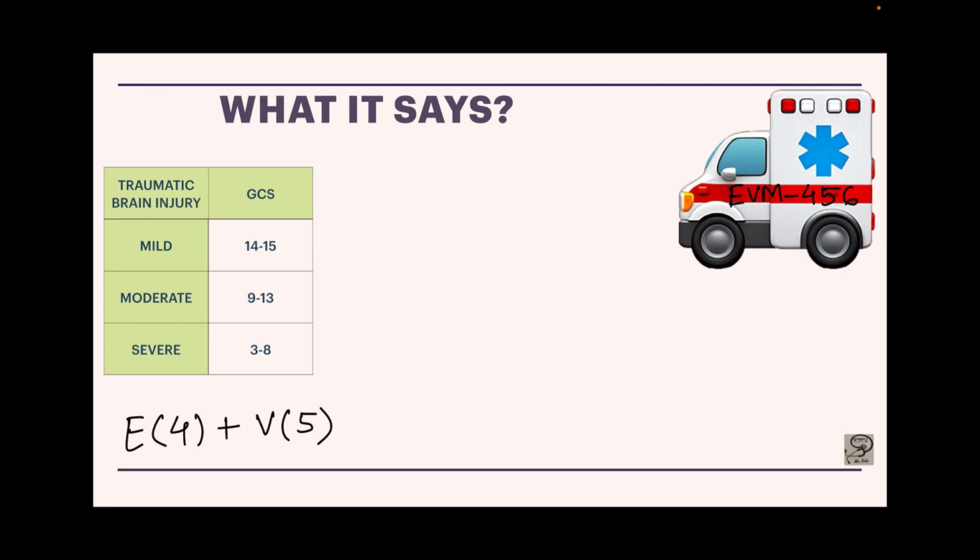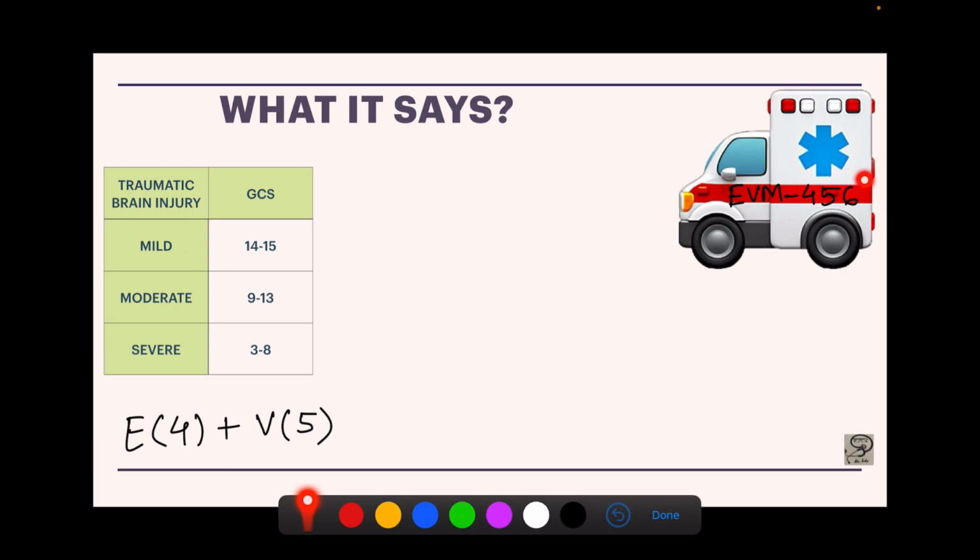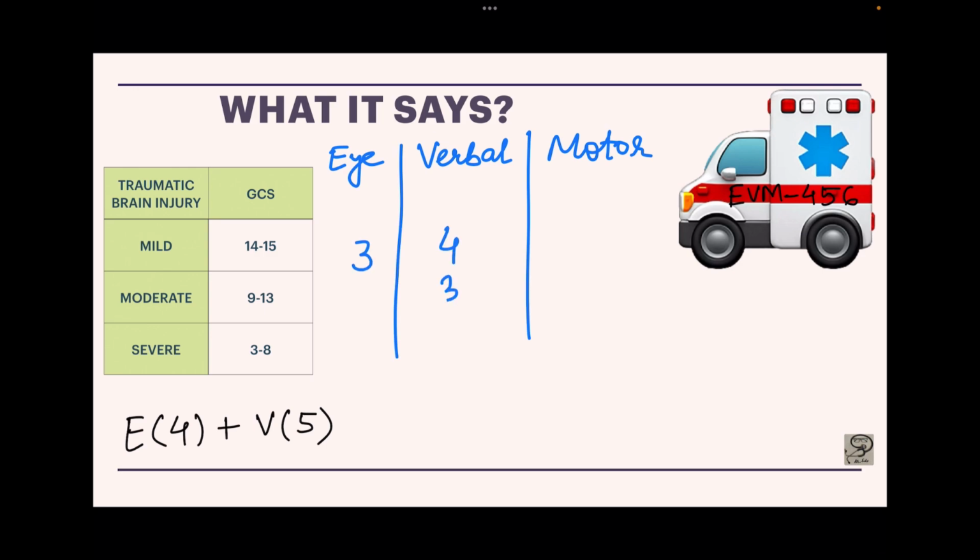But first of all, have a look at this ambulance picture. What do you see? Which number is written on it? EVM456. This is the important factor. So, whenever there is any accident or trauma, the patient is taken to the hospital via this ambulance. So, that will help you remember that the ambulance has this number EVM456.